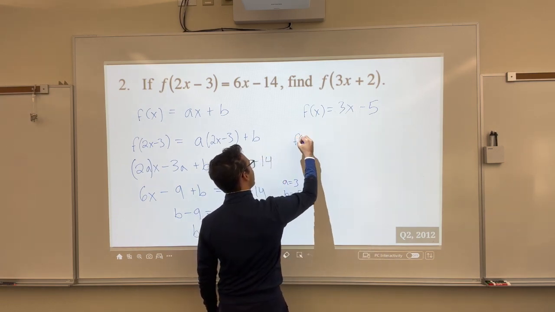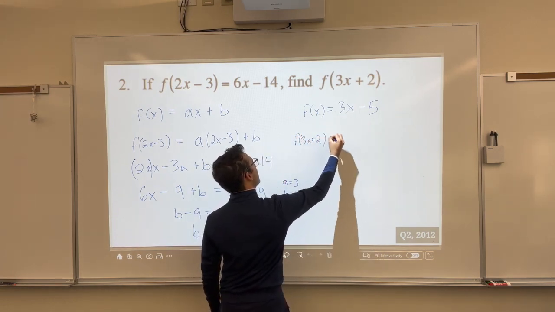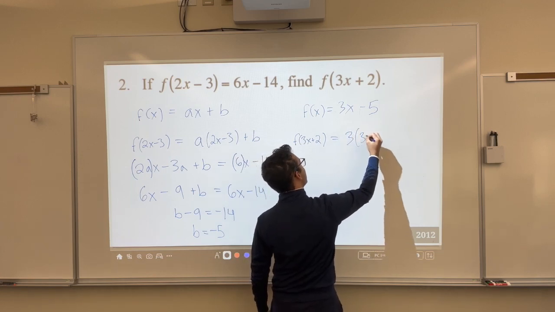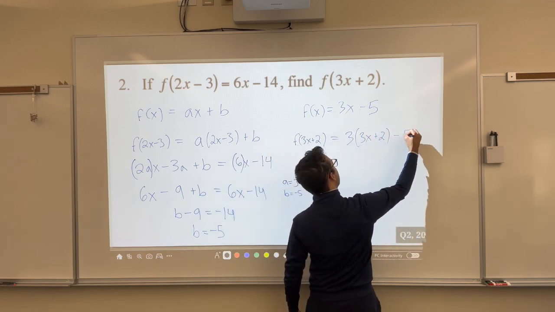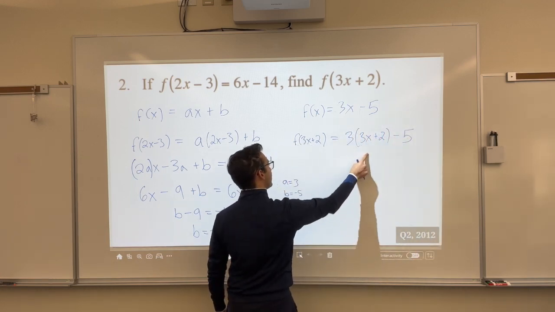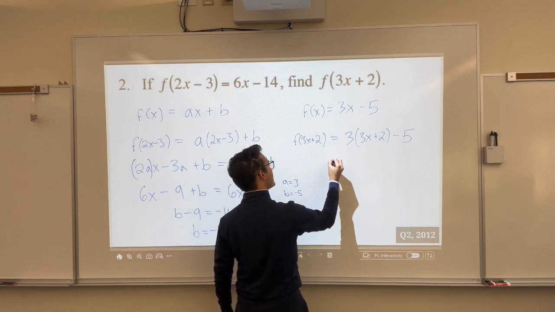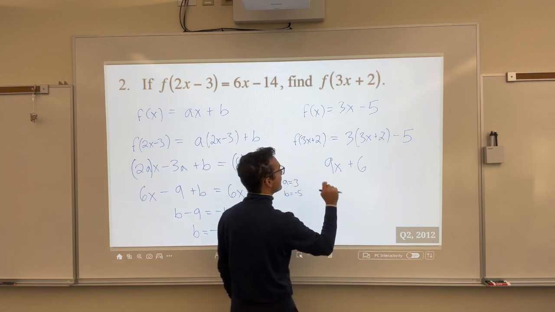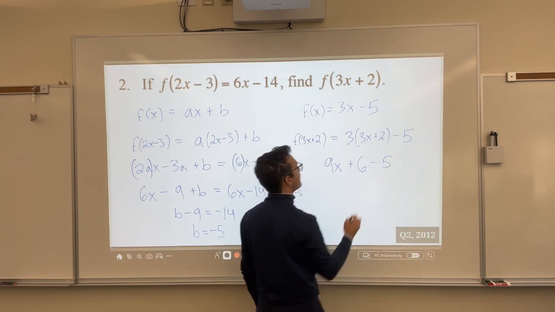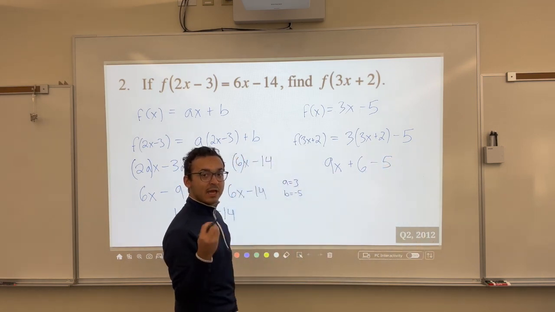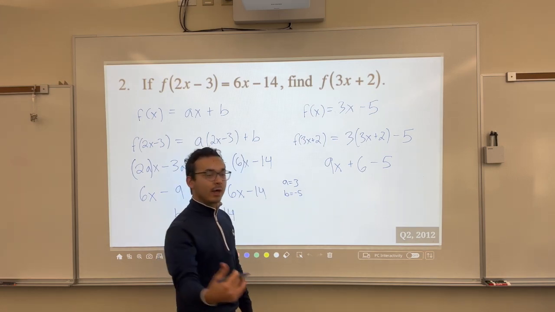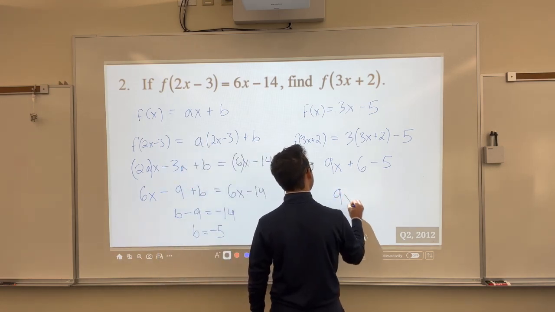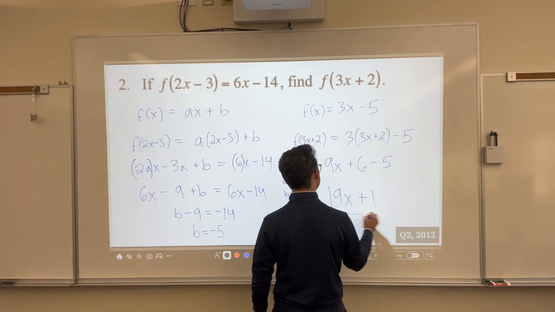So we have f of 3x plus 2, and that equals 3 times (3x plus 2) minus 5. Now, distribute the 3. 3 times 3x is 9x. 3 times 2 is positive 6. And then we subtract 5, meaning that our final answer would be 9x plus 1. So our final answer is 9x plus 1.